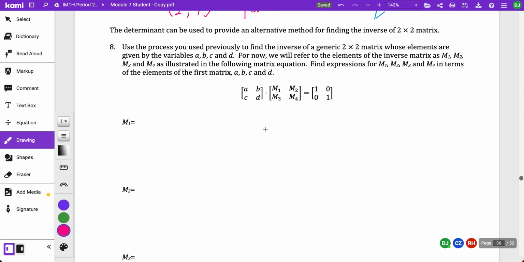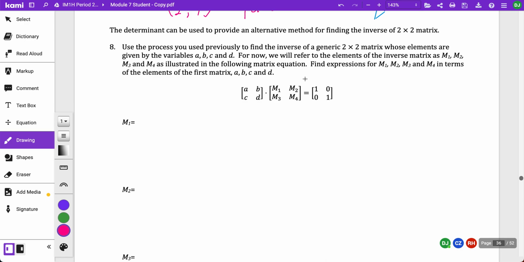It says the determinant can be used to provide an alternative method to finding the inverse of a 2 by 2 matrix. It's actually much quicker. It's way more efficient. So it says use this process you used previously to find the inverse of a generic 2 by 2 matrix whose elements are given by the variables a, b, c, d. So it's basically saying, all right, here's my first matrix. It's a, b, c, d for a random matrix. For now, we will refer to the elements of the inverse matrix as M1, M2, M3, M4. So one more time, A, B, C, D is just a random matrix. M1 through M4 is the multiplicative inverse matrix.